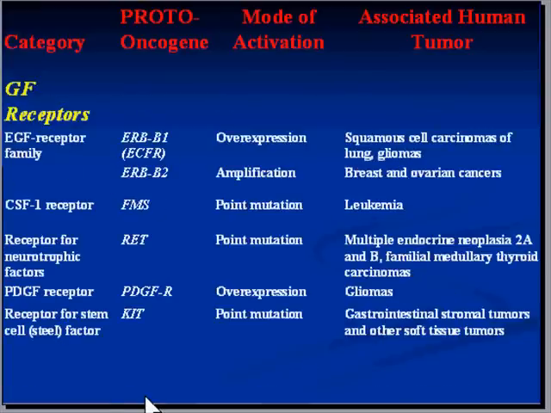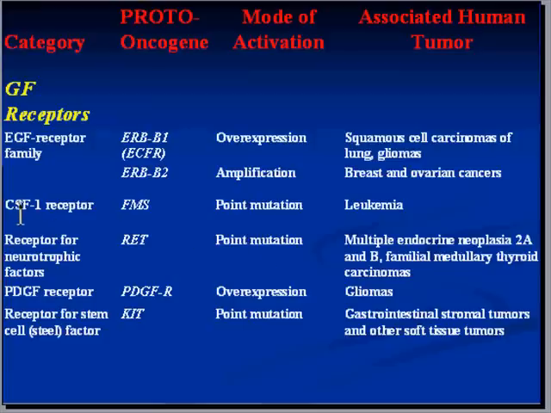Growth factors can't do anything unless they have receptors. So if you take these various growth factor receptors, whether you're talking about neurotrophic factors, platelet-derived growth factor, EGF receptor family, well, their proto-oncogenes can be mutated, and as a result, they are either overexpressed or amplified or have a point mutation, a specific point mutation in the DNA sequence. And as a result, we know that these can result in specific tumors.